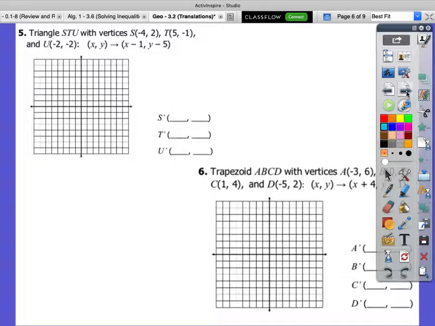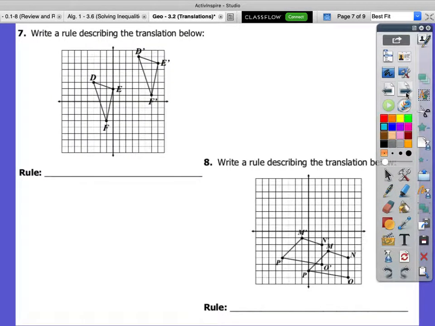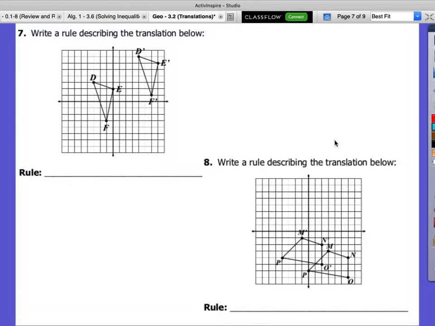We're actually gonna move past 3, 4, 5, and 6 for now, okay? So on number 7, we're gonna flip the page. I feel like you guys got the hang of those first couple pretty well. So number 7, write a rule describing the translation below.